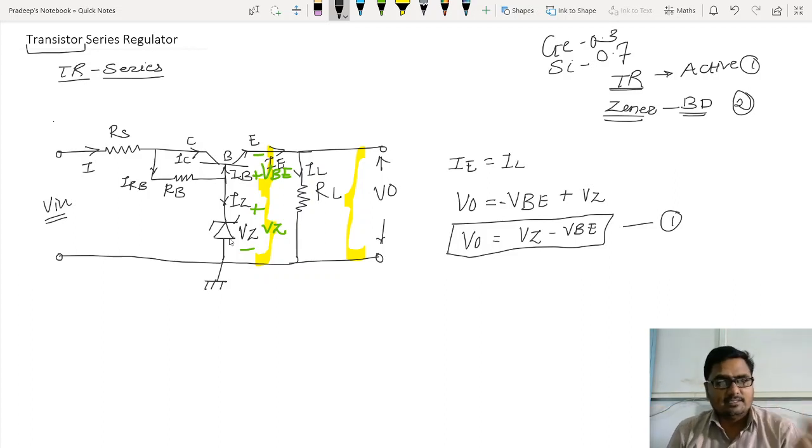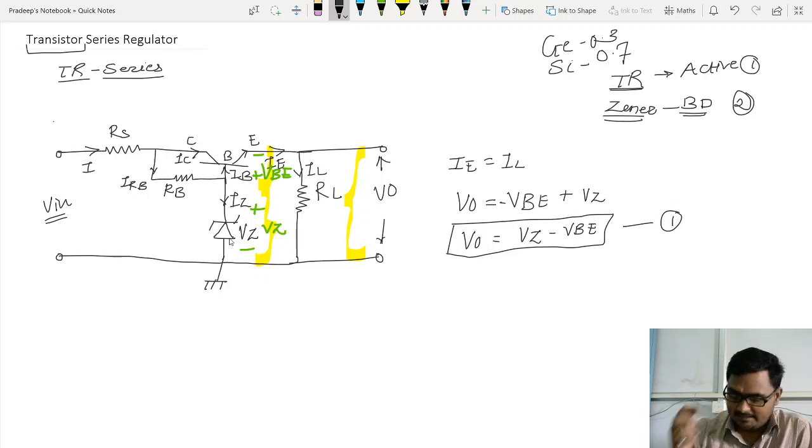Alright. Now, in case of transistor series regulator, we will discuss line and load regulation in a different way. Not the same way as we had in transistor shunt regulator. Here in series regulator, I'll tell you some other way to understand line and load regulation. But before that, let us discuss how I can achieve that stabilization of voltage. So the first equation that I have written related to output voltage is Vz minus Vbe.